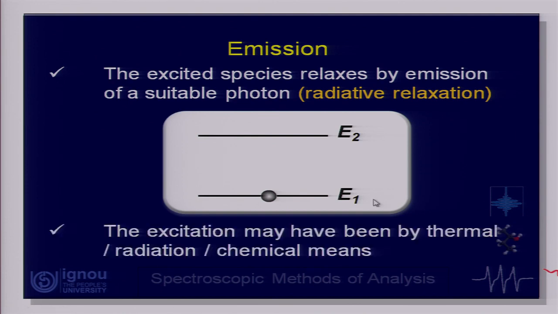Okay. Now, for emission to take place, the excitation which preceded that could have been in any possible way. It could be thermal, radiation or chemical means. So, essentially radiative relaxation basically means emission of radiation which is accompanied by the relaxation of the molecule. Okay. Let us go further.